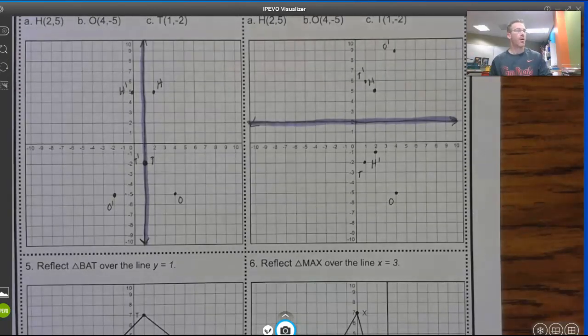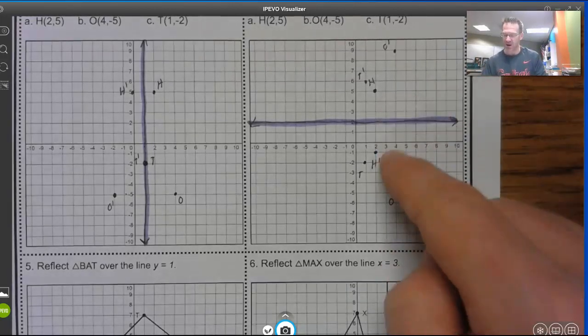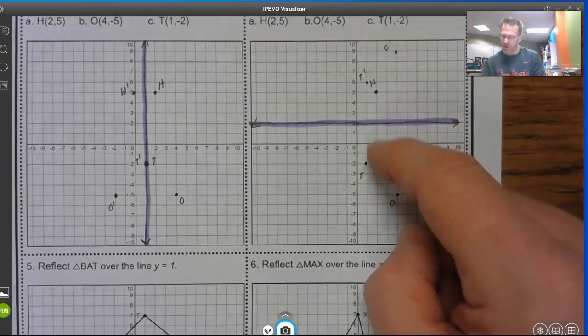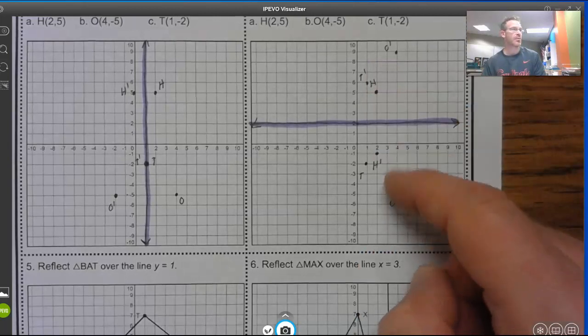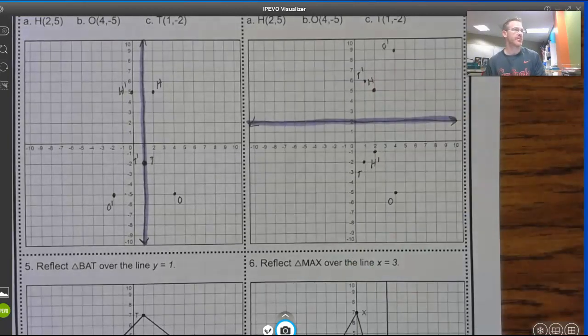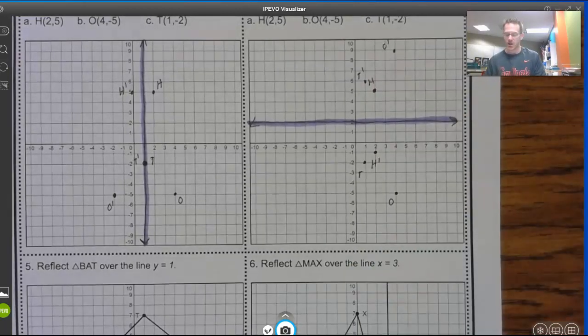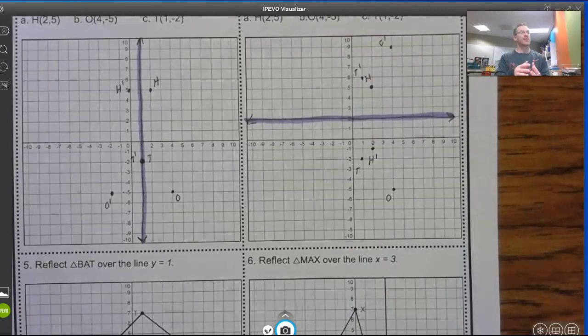Hopefully your work looks like my work. H was 3 above, so H prime should be 3 below. T was 4 below, so T prime should be 4 above. O was 7 below, so now O prime should be 7 above. Hopefully that gives you a really good feel for how to reflect points.